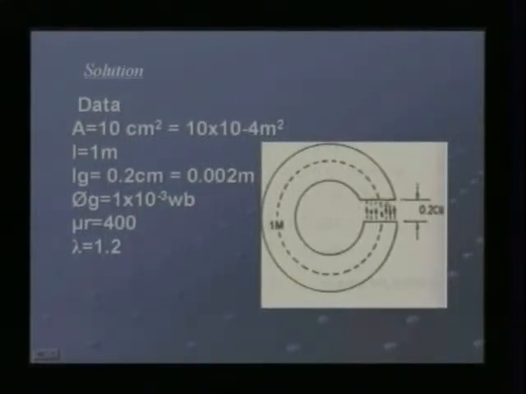Now, the area of this iron ring is 10 centimeter square, that is equal to 10 into 10 power minus 4 meter square, and the total flux in the air gap is 1 milliweber, and the relative permeability, mu r of iron, is 400, and here the leakage coefficient, lambda, is equal to 1.2. If you observe this iron ring, this is equivalent to a series magnetic circuit having two portions. One is an iron path of length 1 meter and an air gap of 0.2 centimeters.